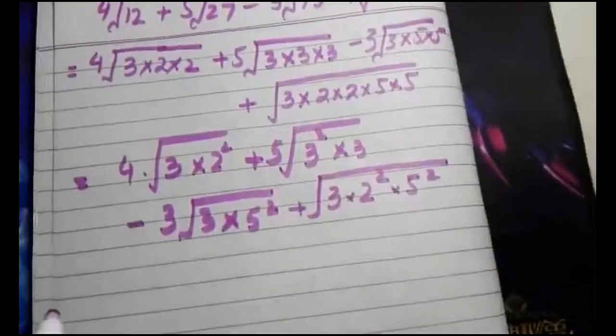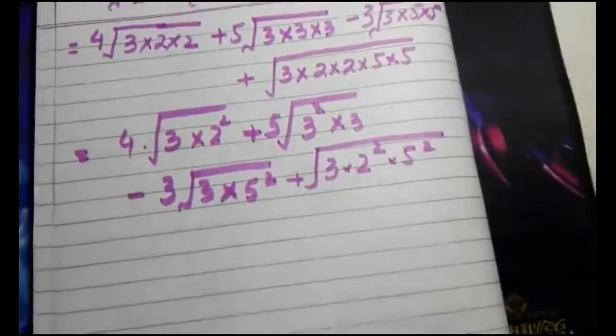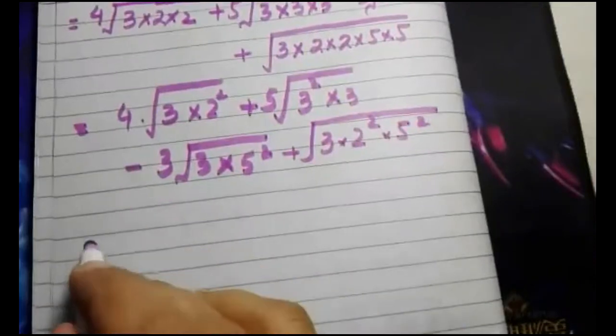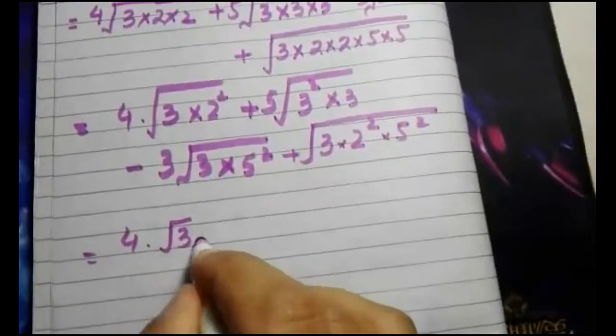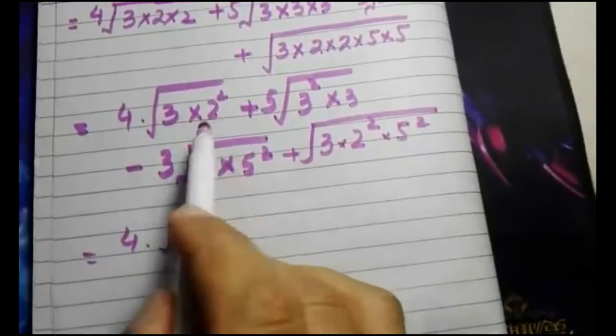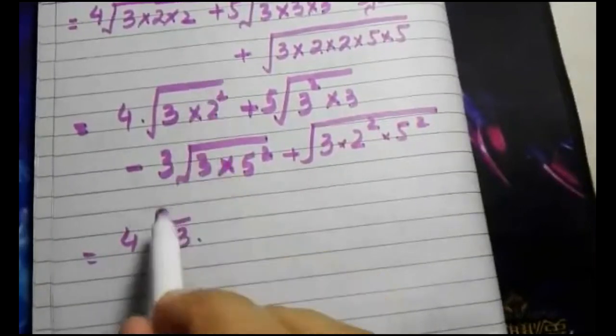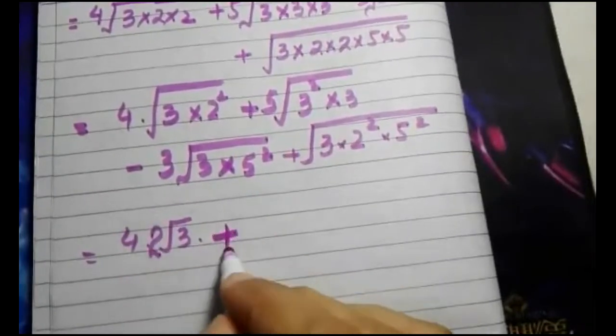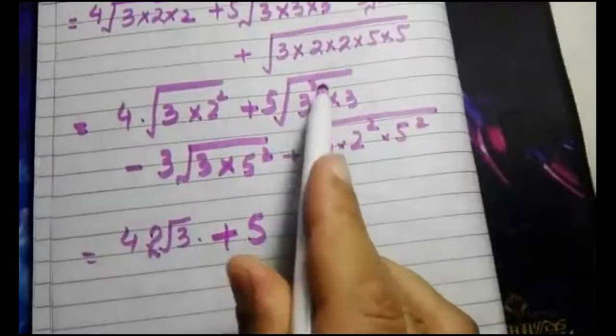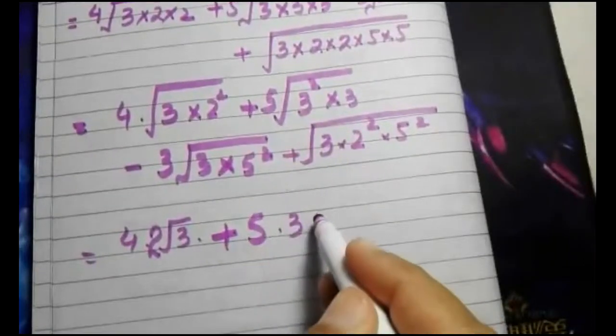Now the squares and square roots will be cancelled, so we will get 4 times under root 3 as it is. So you will get this square and square root will be cancelled. You will get 2 out of the square root. It will become 2. 5 and this square root will cancel. You will get 1, 3 outside the radical sign.